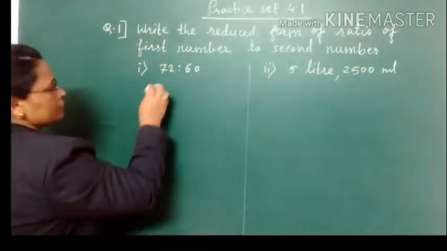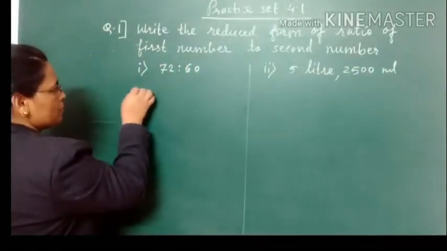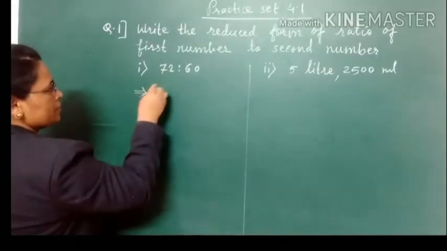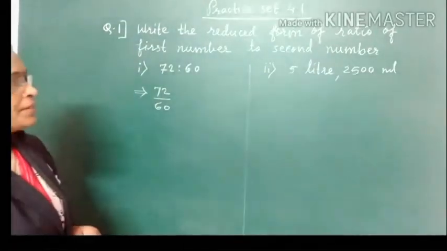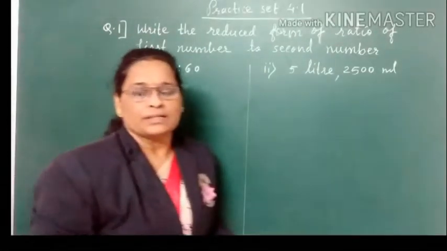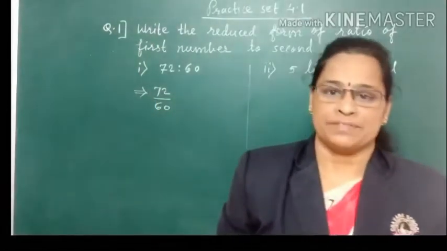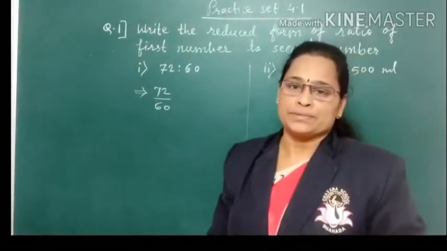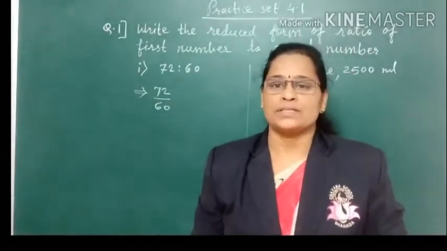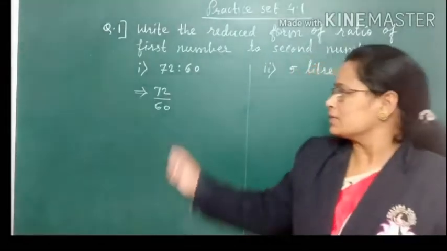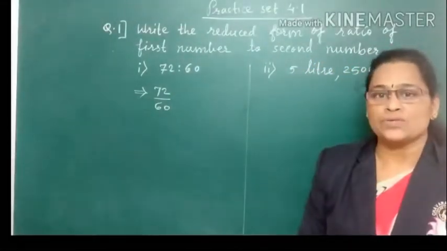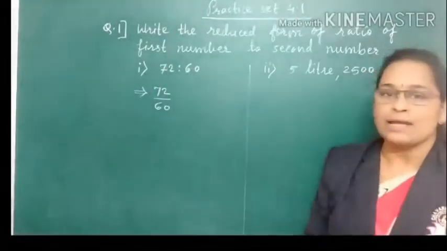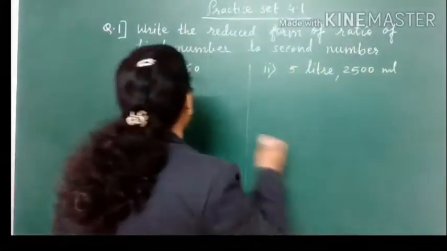Now here we'll see how to write the ratio. First of all, we'll write the ratio 72 is to 60, and this we have to reduce. This reduction can be done by division. For division we have to use the number of which in the table we have learned this. Both the numbers are in the table of 12. Okay, so we'll divide here by 12. So let's divide it by 12.